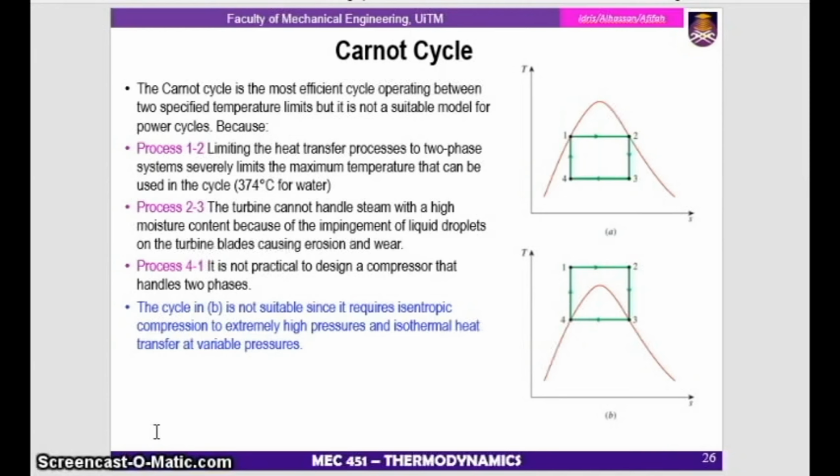Why? Because in process 1-2, limiting the heat transfer processes to two-phase systems severely limits the maximum temperature that can be used in the cycle. And number two, the turbine cannot handle steam with a high moisture content because of the impingement of liquid droplets on the turbine blades, causing erosion and wear. That means process 2 and 3.